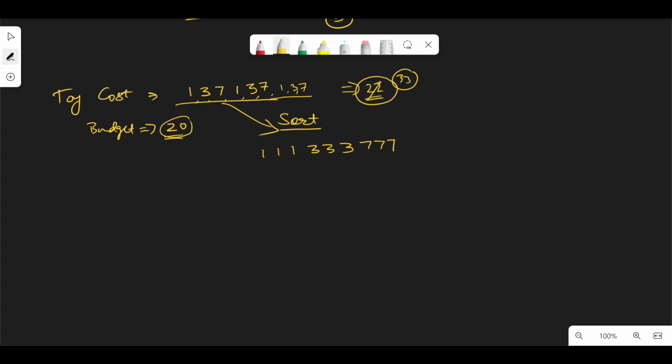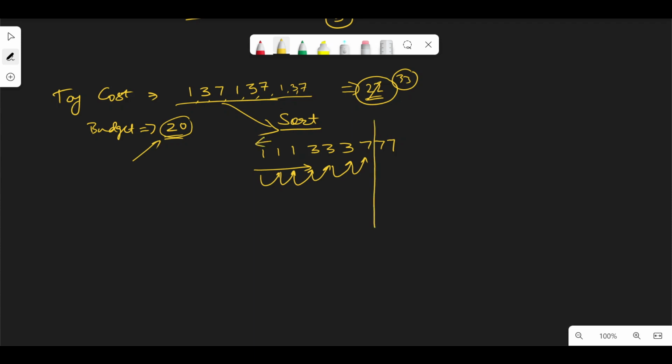And now the only thing that we have to do is just keep adding from left to right, as long as your sum is less than 20, and if your sum becomes more than 20, then you stop. Okay, so 1 plus 1 is 2, 2 plus 1 is 3, 3 plus 3 is 6, 6 plus 3 is 9, 9 plus 3 is 12, 12 plus 7 is 19, 19 plus 7 will cross, so we stop here.